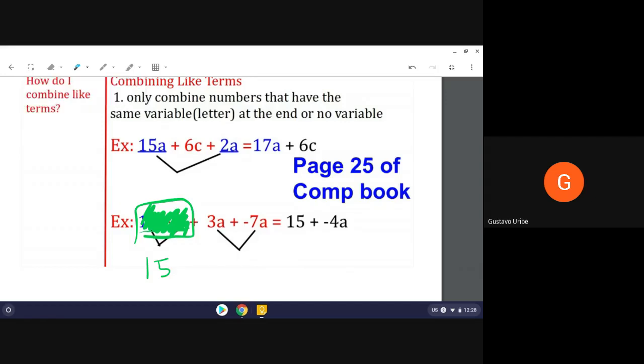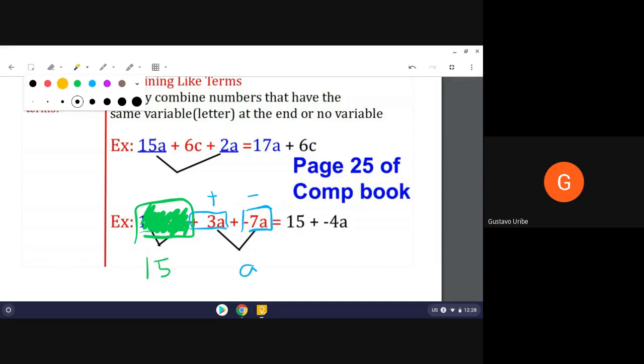I have a positive 3a. I can't forget about that sign there. Now I'm going to combine anything else that has the same variable. And there's one right here, negative 7a. Again, I know these both have an a at the end. And there are actually different signs, right? This is a positive and this is a negative. So remember, when you are adding or subtracting, it's same signs add, different signs subtract.